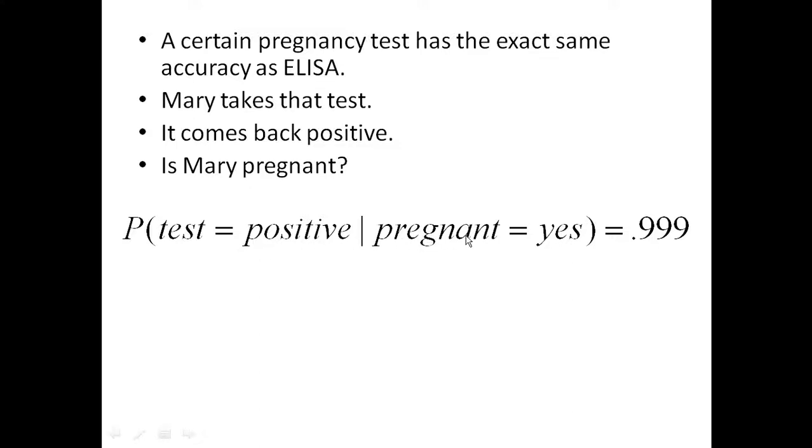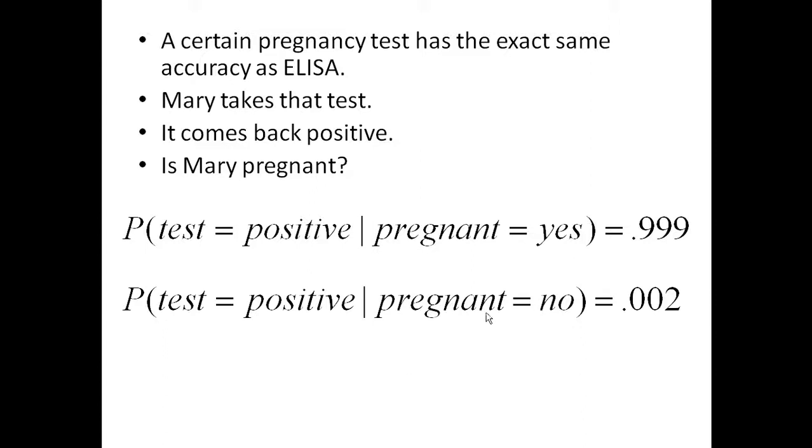Is Mary pregnant? Well, if it has the same accuracy as ELISA, the probability the test is positive given pregnant equals yes is 0.999. Probability test is positive given pregnant equals no is 0.002. So this is information about the test, but it is not the probability that pregnant equals yes, which is what we need to know, conditional on the test being positive. Again, we need the prior probability to get that.